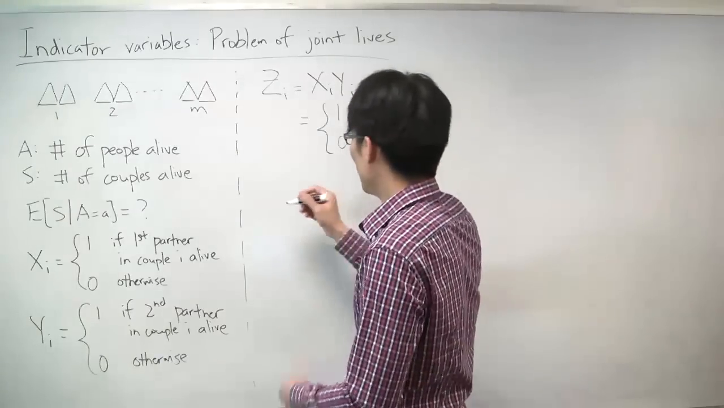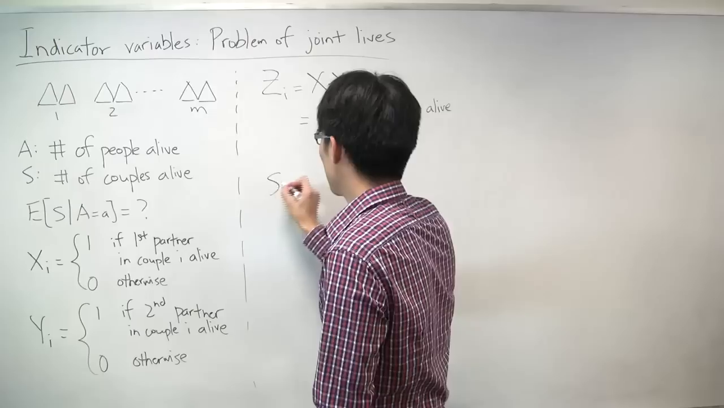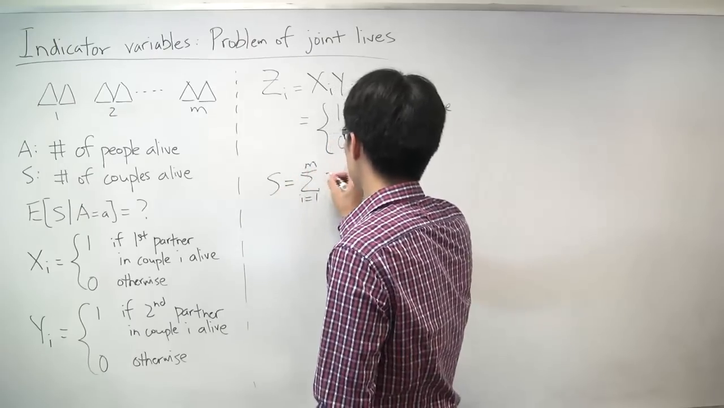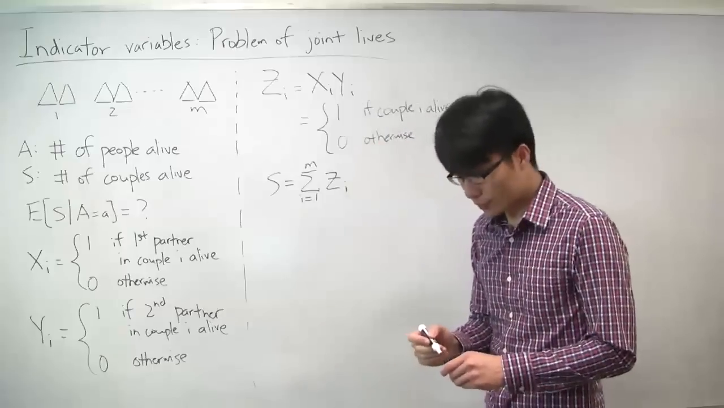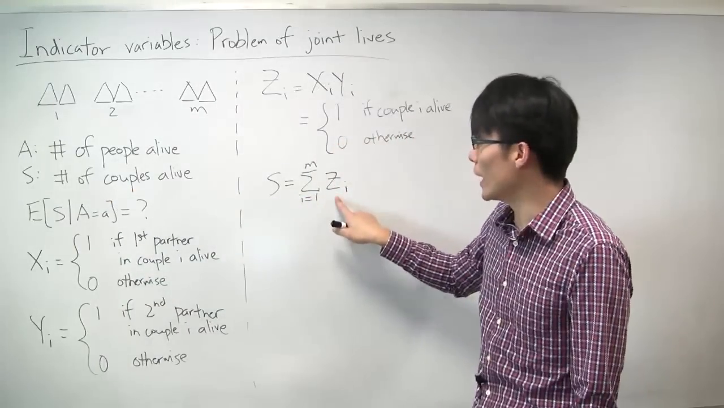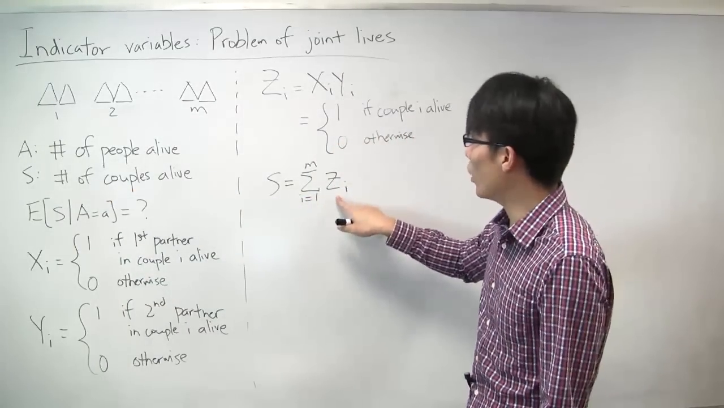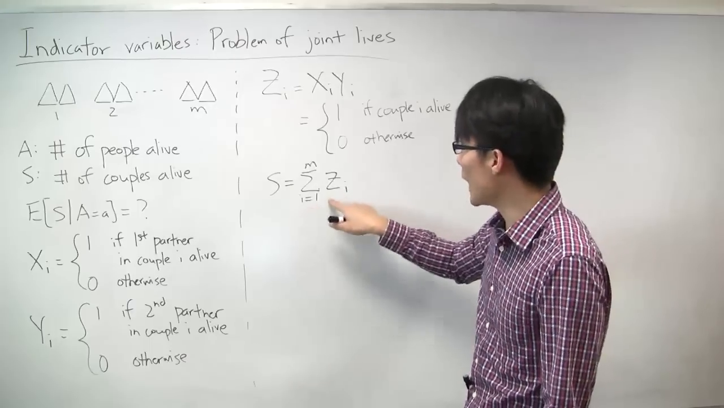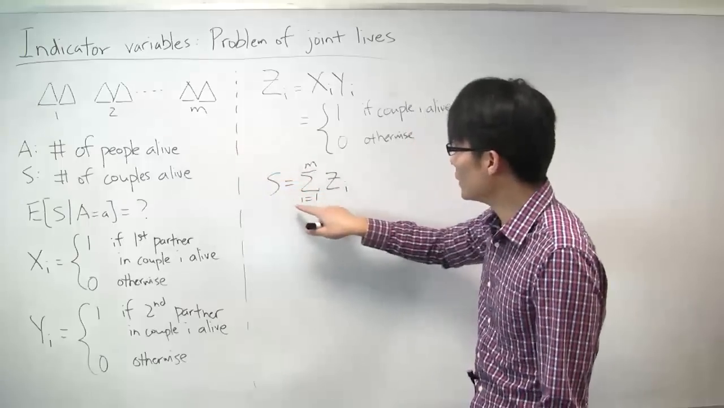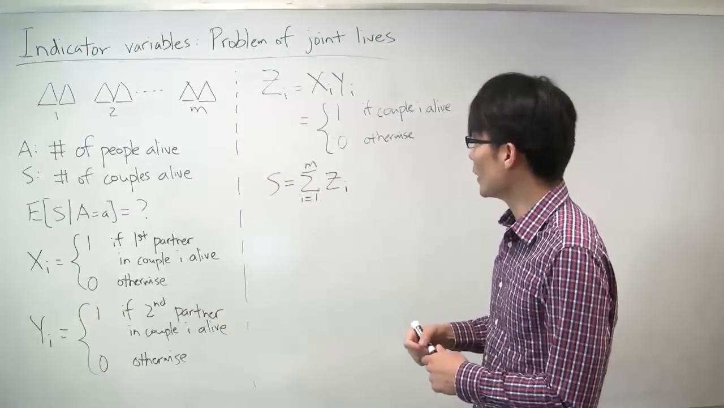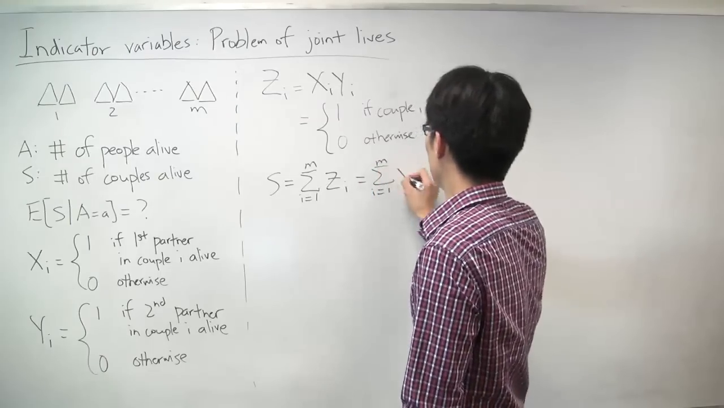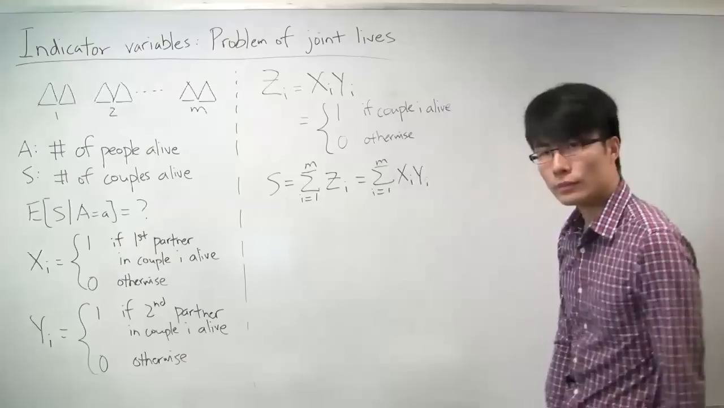And now what we do is we aggregate up, because it turns out that S is just the sum of all these Zi's. S is the count of the number of couples who are alive. Zi tells you whether any given couple is still alive. It's 1 if that couple is alive and 0 otherwise. So if you just add up all the Zi's for i from 1 to m, remember there's m couples total, then this will give you exactly S. And of course, Zi is just Xi times Yi.